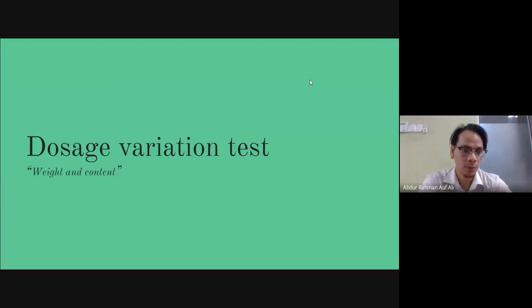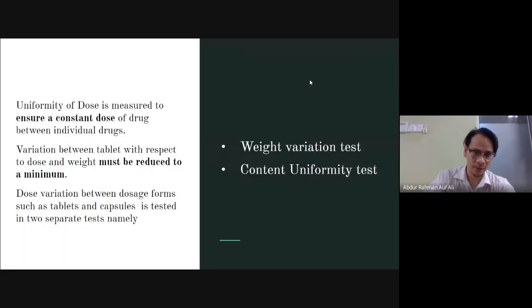Katakanlah the first 100 dia punya dose is supposed to be 100% lah, tapi instead it's 95%. Then the second 100 98%. Then the third 100 80%. So kita tak tahu, it could be the case. So kita boleh perform dosage variation test.